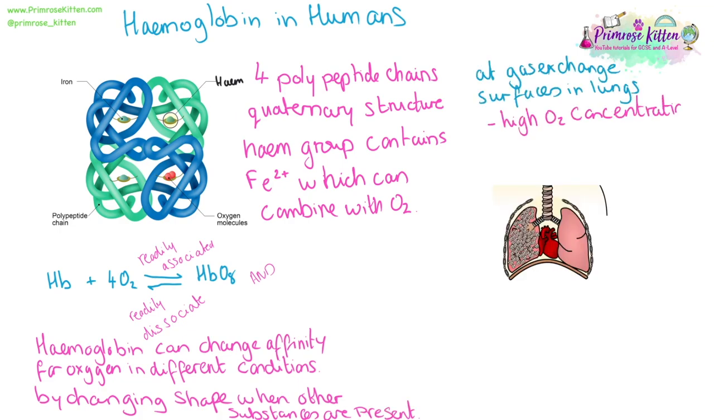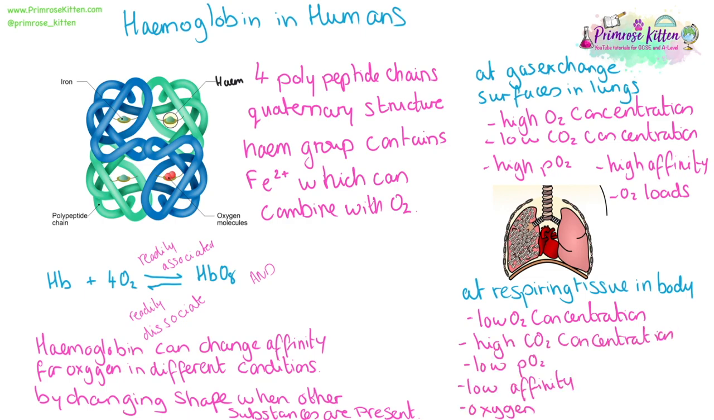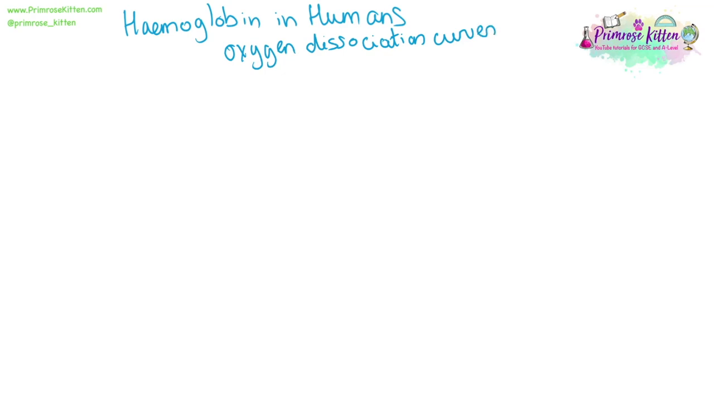This will happen at gas exchange surfaces. For example, in the lungs, there is a high oxygen concentration and a low carbon dioxide concentration. Meaning there will be a high affinity for oxygen and oxygen will load. At respiring tissue in the body, there will be a low oxygen concentration, a high carbon dioxide concentration. There will be a low affinity and oxygen will dissociate. You need to be able to interpret and sketch oxygen dissociation curves.